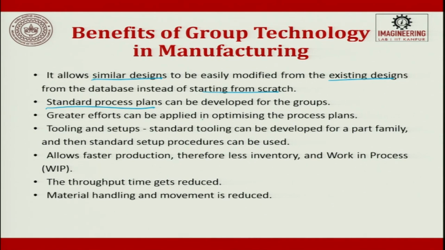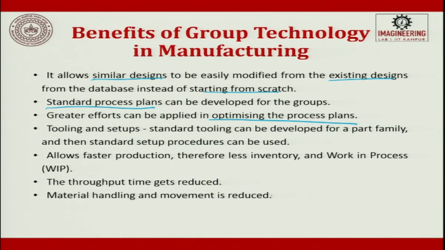Then great efforts can be applied in optimizing the process plan. Optimizing the process plan is very important because you can now quickly take stock of what raw material is required, what is the shape of the raw material required, what tools are required and what are the dimensions of the tools required. So the process plan can be optimized. Then tooling and setups, standard tools can be developed, which allows faster production, therefore lesser inventory and work in progress. The throughput time can be reduced to a large extent. Material handling and movement is also reduced.